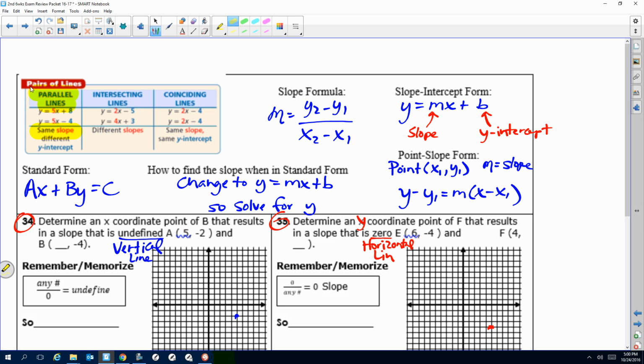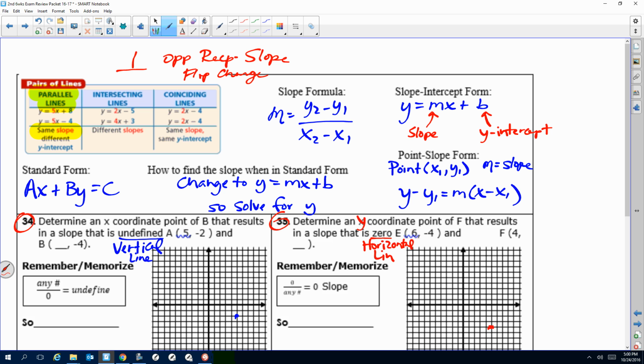Oh, it's not up here. Perpendicular lines, I thought it was on here, have opposite reciprocal slopes. So I need to add that. I apologize for that. This is our symbol for perpendicular. They have opposite reciprocal slopes, which means you do your flip change. I think most of you know that.